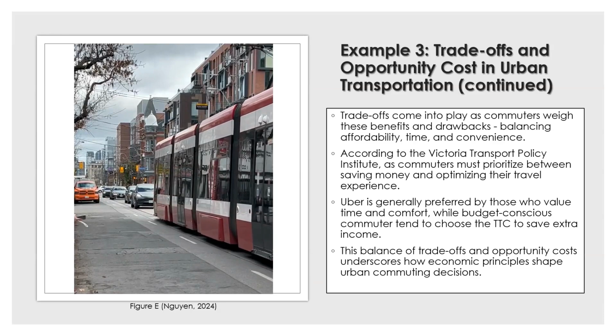According to the Victoria Transport Policy Institute, commuters must prioritize between saving money and optimizing their travel experience. So Uber is generally preferred by those who value time and comfort, while budget-conscious commuters may choose public transit to save extra income. So overall, this example shows how the economic principle of trade-off and opportunity cost can affect urban commuting decisions.